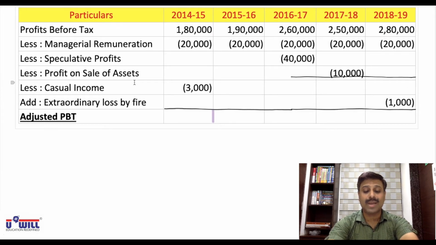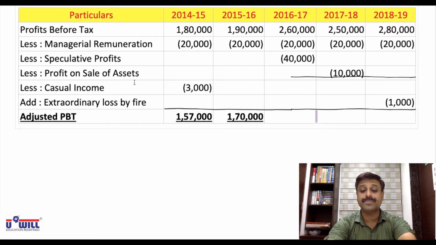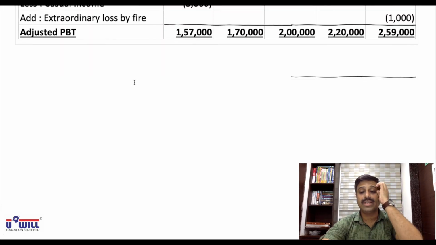1,80,000 minus 20, 1,60,000 minus 3, 1,57,000. 1,90,000 minus 20, 1,70,000. 2,60,000 minus 20, 2,40,000 minus 40, 2 lakhs. 2,50,000 minus 20, 2,30,000 minus 10, 2,20,000. 2,80,000 minus 20, 2,60,000 minus 1, 2,59,000. Okay, so these are the profits.